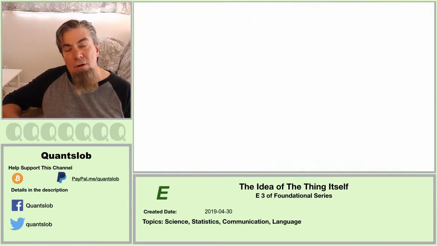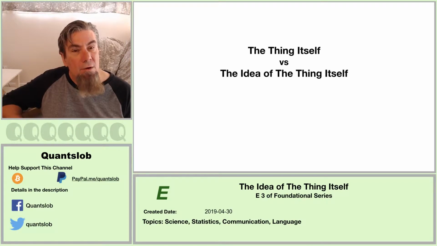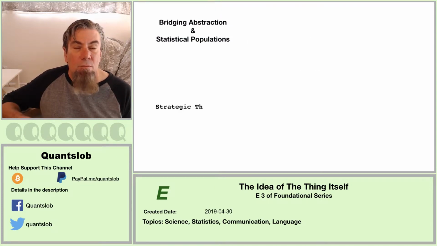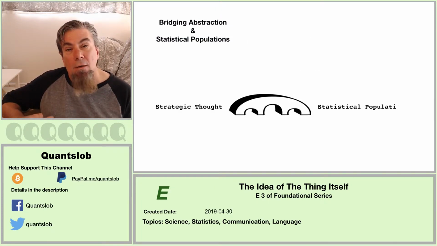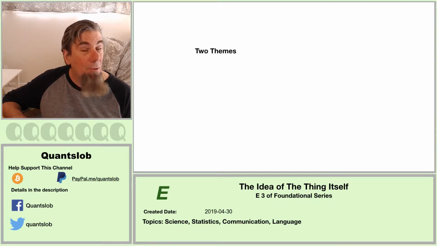This is the third in our foundational series, and this time around we're going to very briefly consider how language shapes our impressions and how we approach communication. The goal here is to bridge our earlier discussion of the importance of strategic thinking and our upcoming micro-series on statistical populations. There's two related themes we're going to consider here, hopefully in a relatable way.